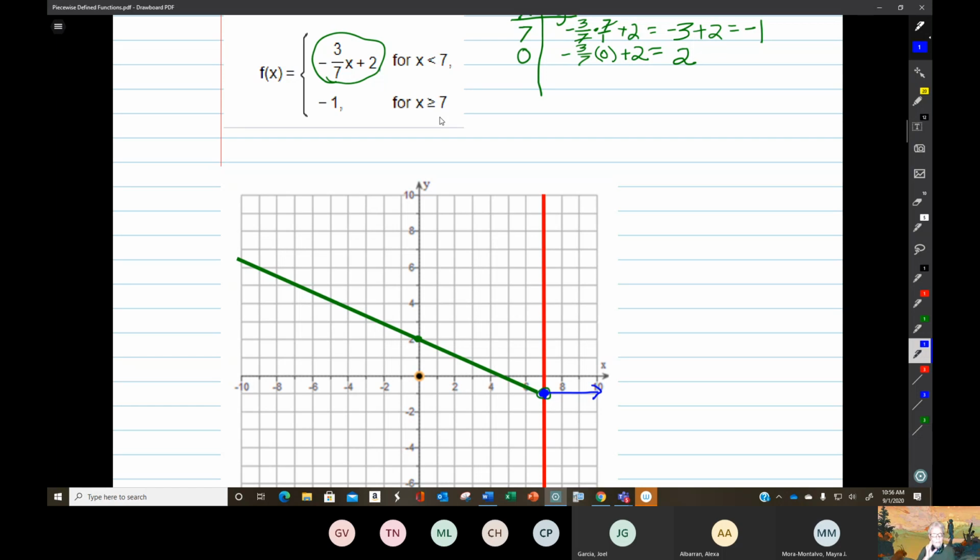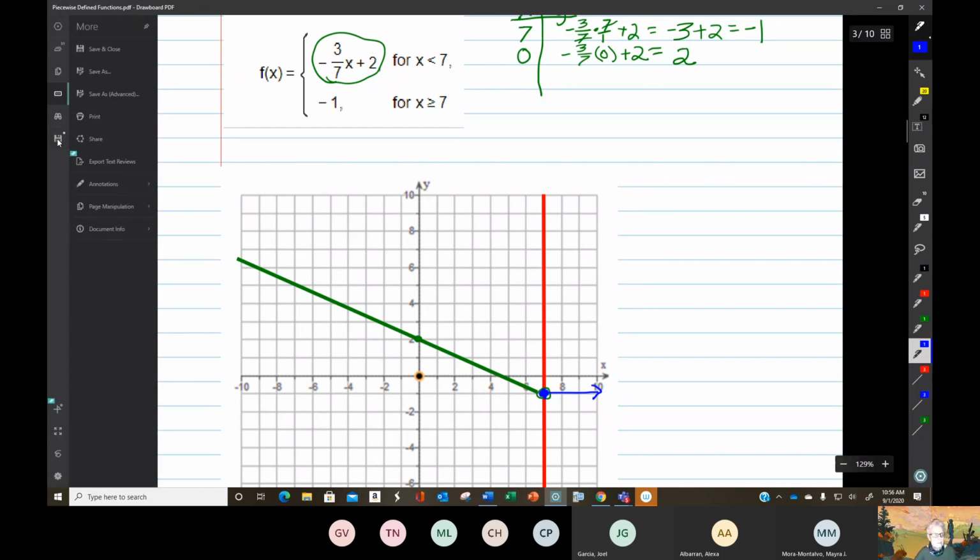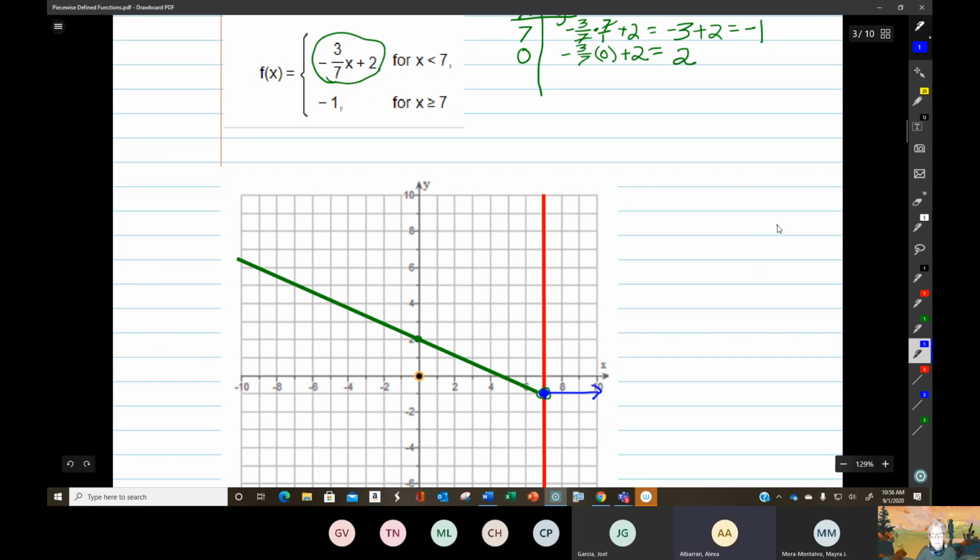How are we doing out there? I just have one question. Sure. So the line is when x is 7, right? Which problem are you on? This one? Yes. Okay.